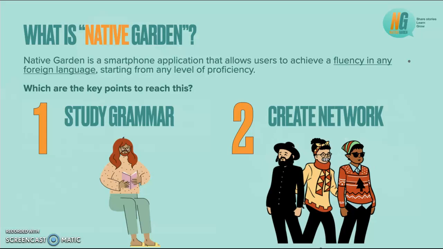For example, in my case, I learned English just by traveling and meeting people. Of course, I had a good grammar basis because of my high school, but my key point was to travel and meet people. It was really, really important. But how did I do this? Let's talk about the process.